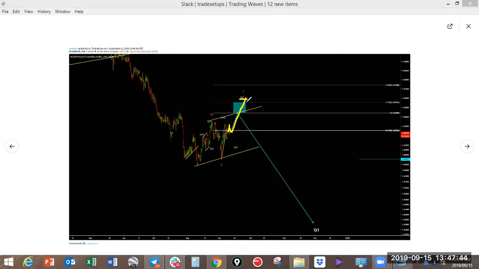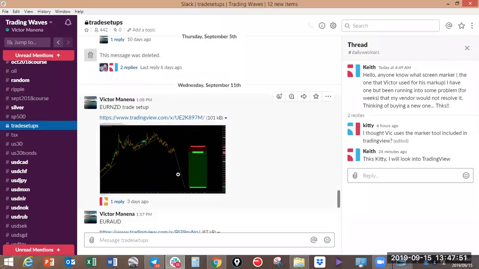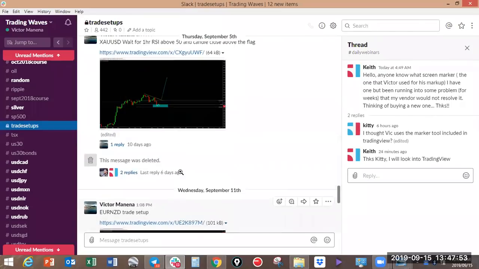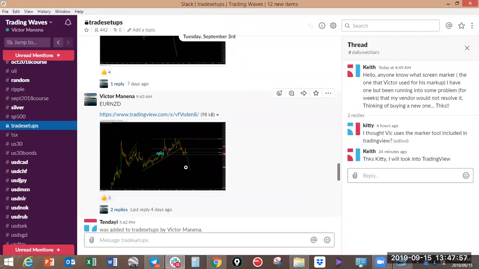So we've got this move to the upside. Let's see if we're going to get the down move for now. So that is USDCAD. Now let's start with Euro New Zealand. The Euro New Zealand, we started with this trade in the last week that I showed last week.